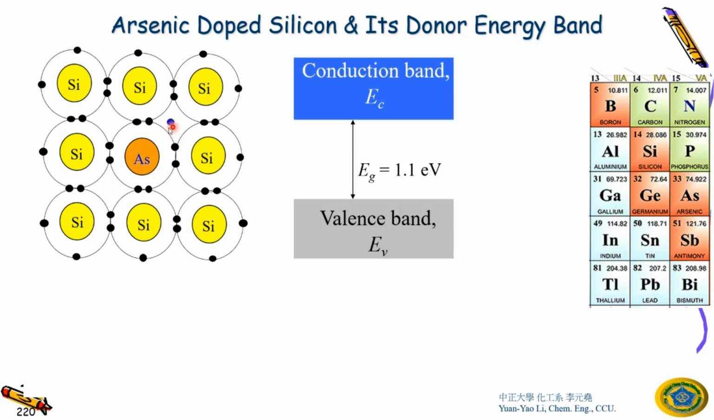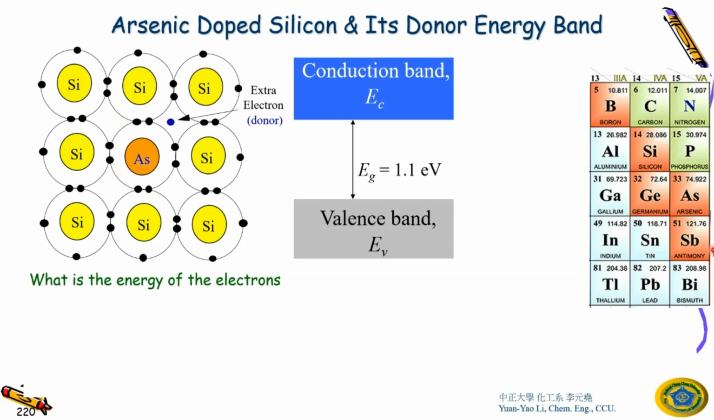And where will this electron be? Here or here? And how strongly will this electron be bound by this arsenic atom? That's the question I want to ask, and you also want to know. So this is what we call the extra electron and donor. This electron wants to attach to anywhere. So what is the energy of this electron?